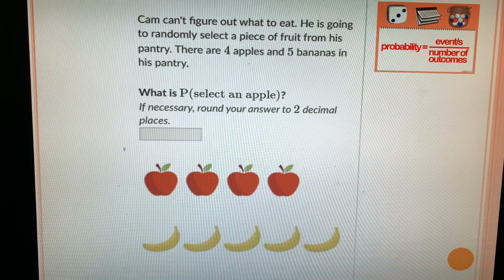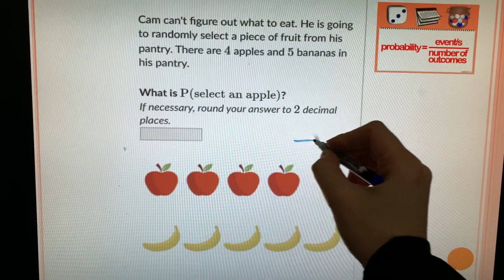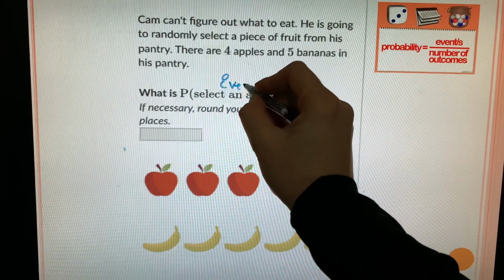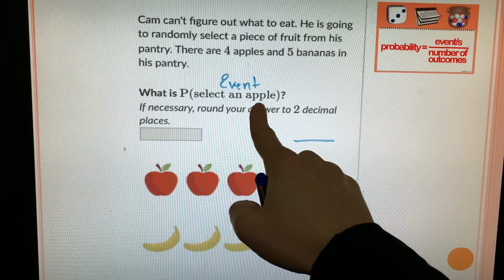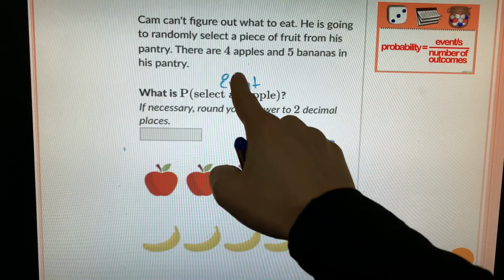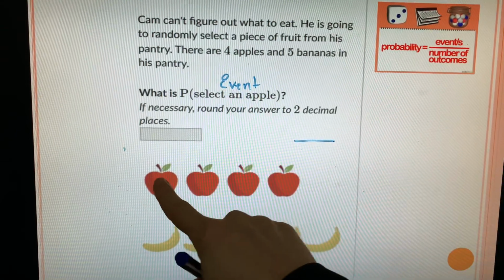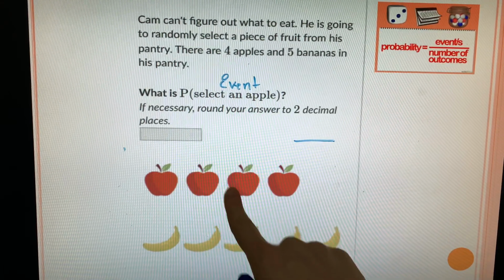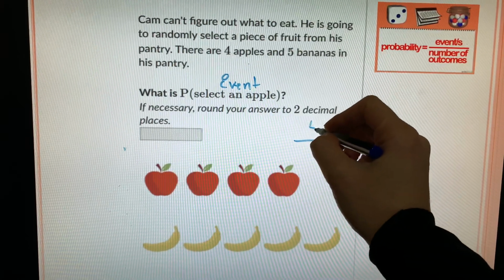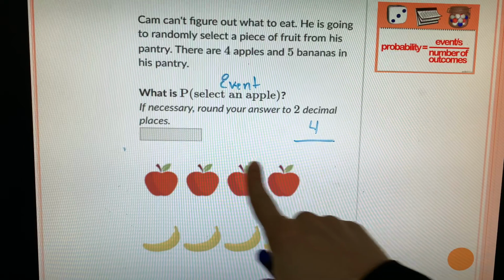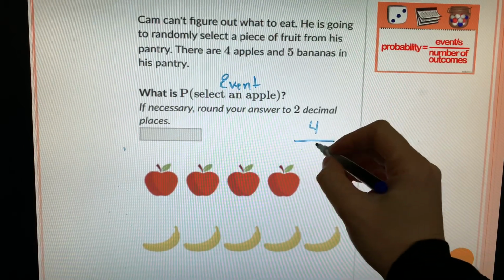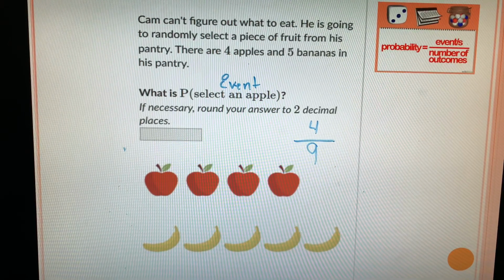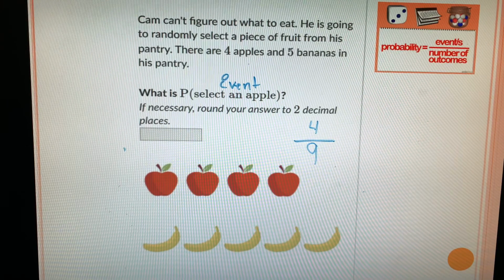So again, I'm going to start with my fraction form. The event, this is what I want to happen, is to get an apple. That's what I want my event to be, to get an apple. So how many apples are there in the pantry? There are 4 apples over the total number of fruits. So the total number of fruits in this case are 9 fruits. So my probability of getting an apple is 4 out of 9.